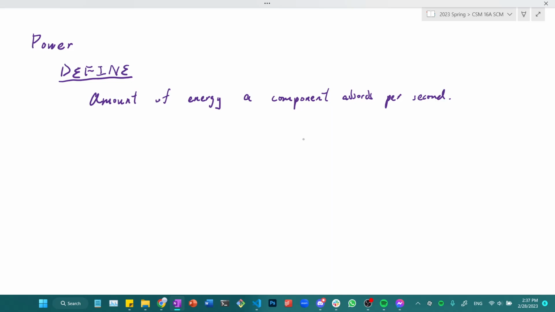We see that a component absorbs electrical energy because the component uses electrical energy and turns it into something else. For example, it might be heat or some other energy that you can learn more about in the physics class. So the alternative definition for power is the rate at which electric energy is transferred by a circuit.